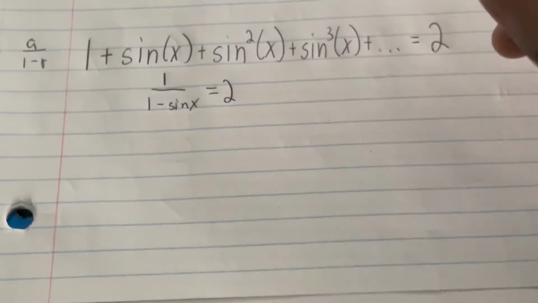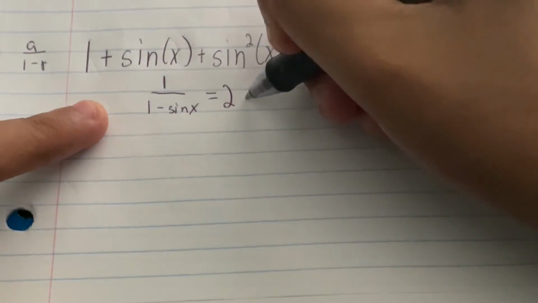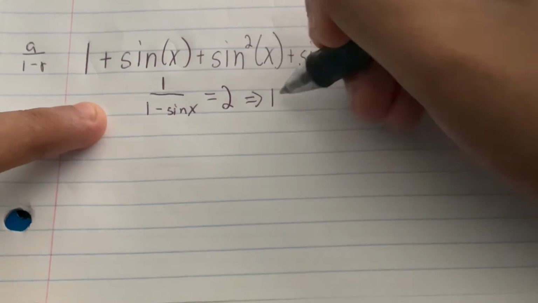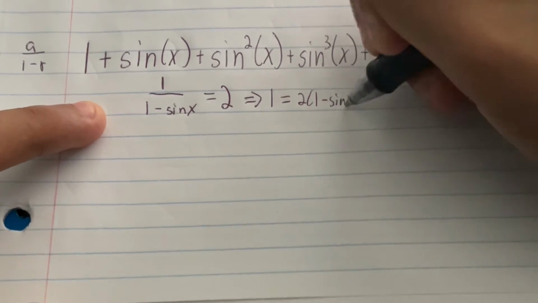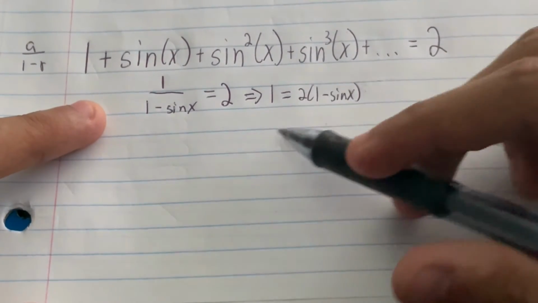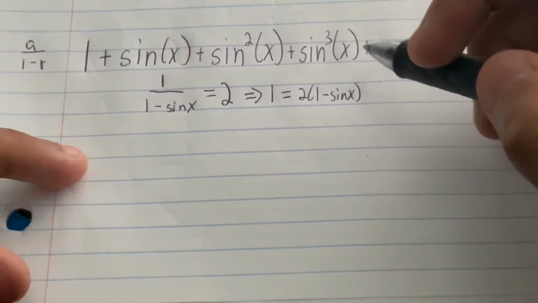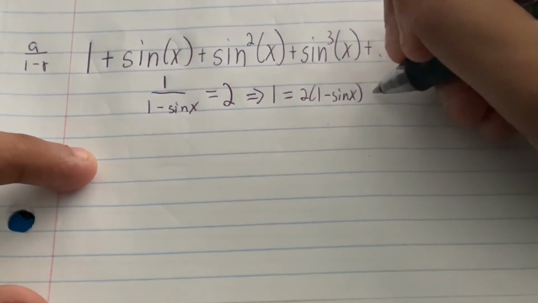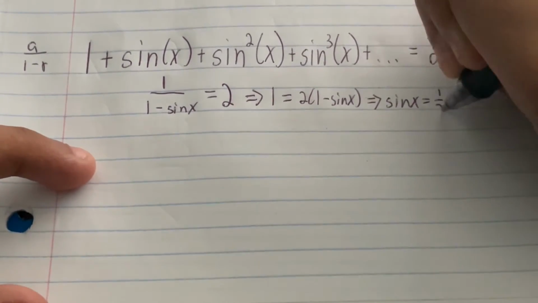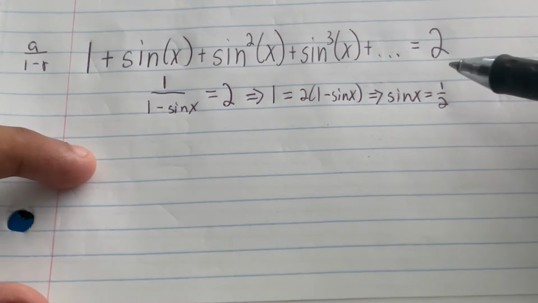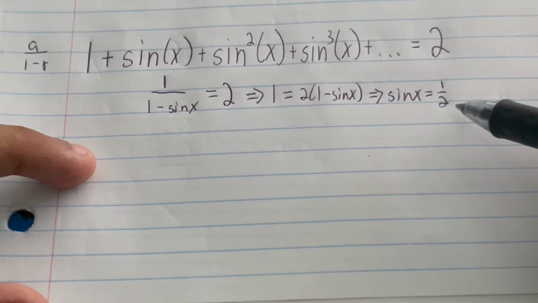So now let's just solve for sine of x. Let's multiply both sides by 1 minus sine of x, and we get 1 equals 2 times (1 minus sine of x). Then divide by 2 on both sides, then add sine of x, then subtract 1, and then multiply everything by -1, and you'll get sine of x equals 1/2. So there we go. But we still need to solve for x, not sine of x. So how do we solve for x in this case?